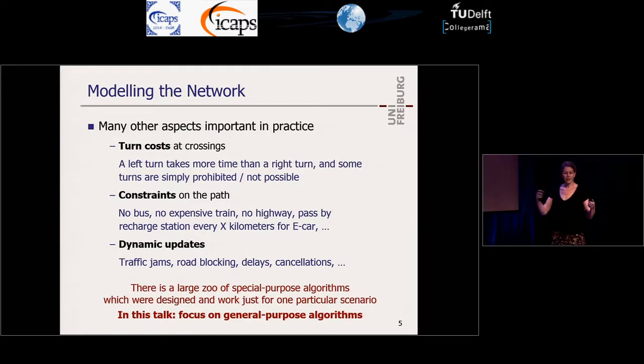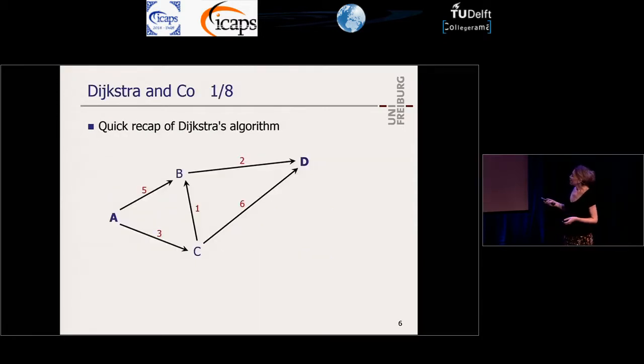If you search the literature, and there are also a number of large surveys, you find a huge number of algorithms. Many of them are very special purpose. You have to be careful. They work for exactly one scenario, often not the most useful one. So in this talk I just picked a few, and I will focus of course on the more general purpose ones. A quick recap of Dijkstra's algorithm, because it's so basic and so important.